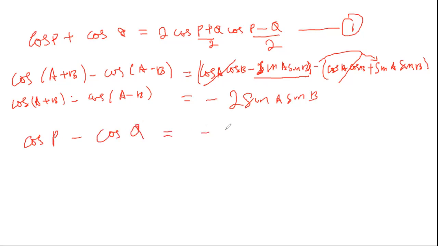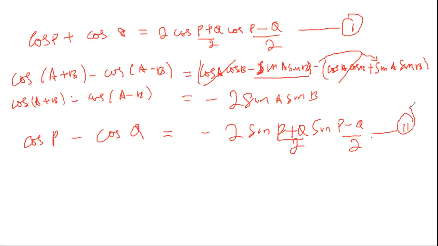And this will be equal to negative 2 sine, what was our A? What was A in terms of P and Q? P plus Q out of 2. Okay. P plus Q out of 2, then sine P minus Q divided by 2. Okay.